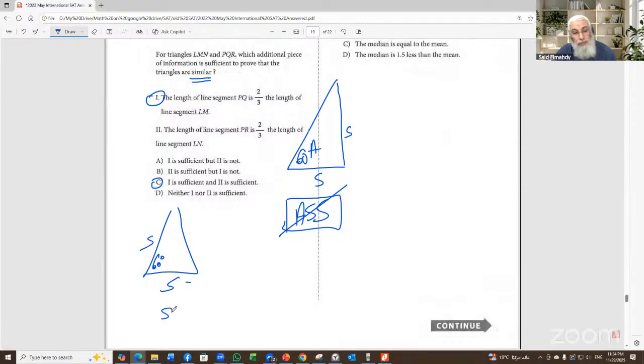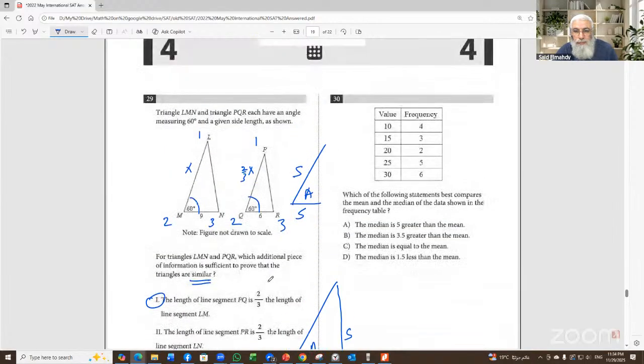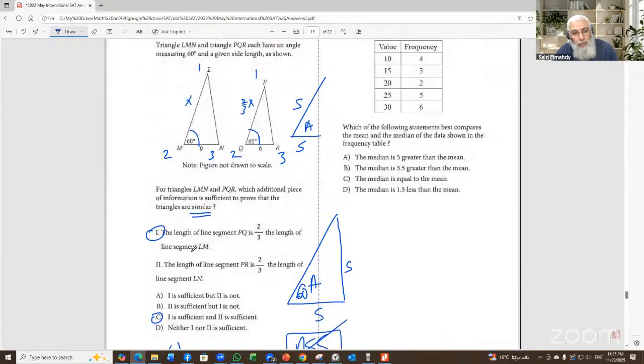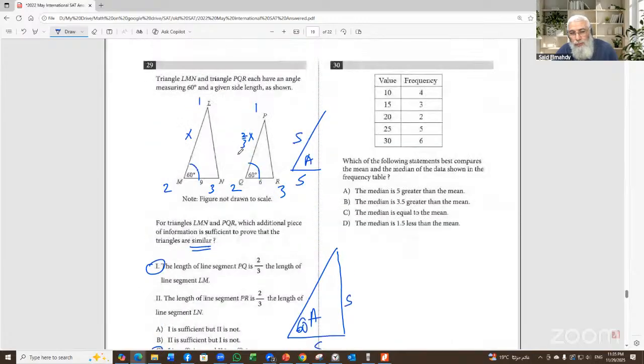So this is side angle side, and side angle side gives congruent or similar triangles. Congruent if the sides are equal, and similar triangles when the sides are proportional, and these sides are proportional: 2 over 3, and 6 to 9 is 2 over 3. 6 is 2 over 3 times 9, same ratio.